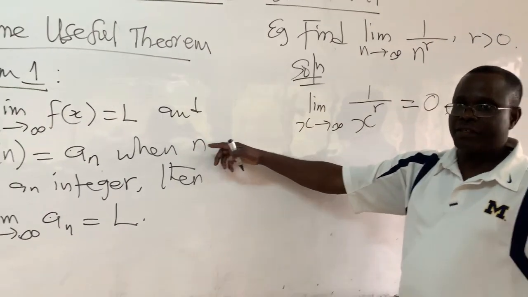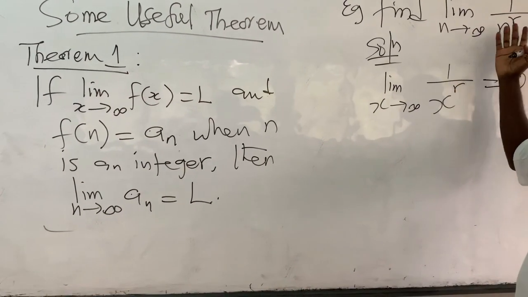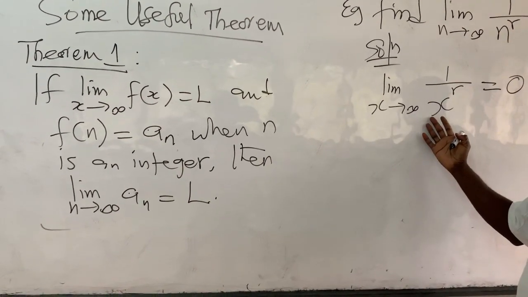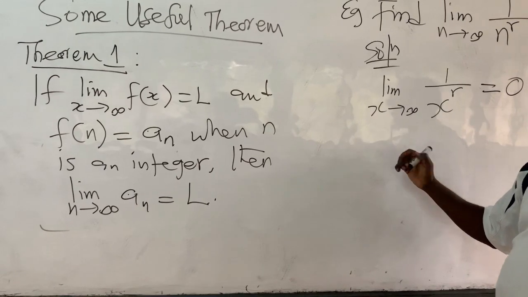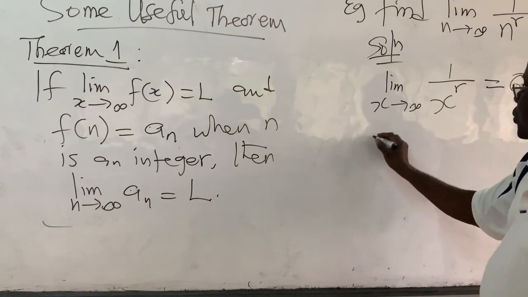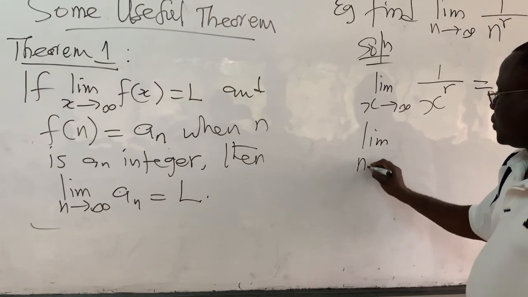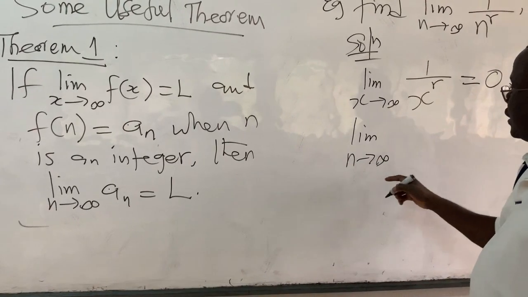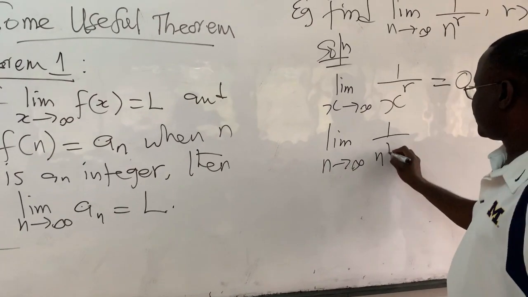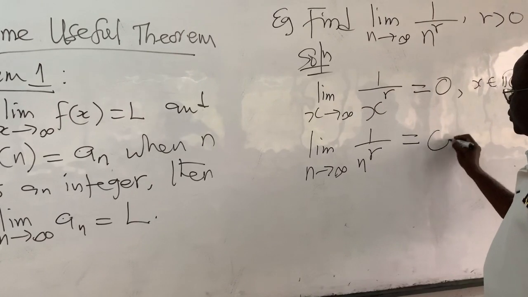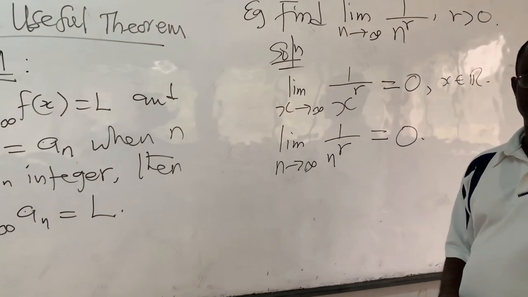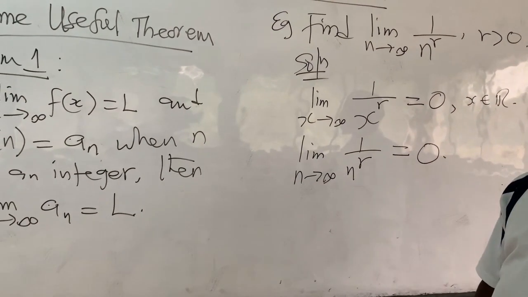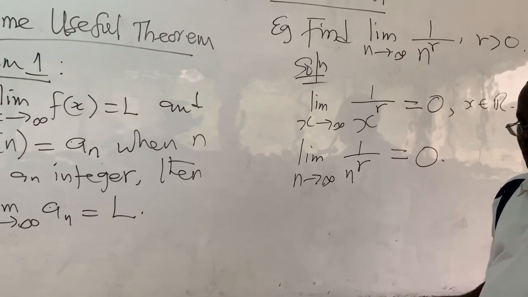This theorem says that if I can rewrite this in a related expression using x, then I can conclude straight away that because this is true, the limit as n goes to infinity, where n now is an integer, of 1 over n raised to the power r is also equal to 0. Okay, so that is a direct application of this theorem. So that's theorem number 1.